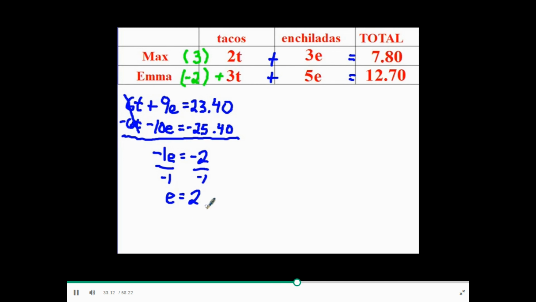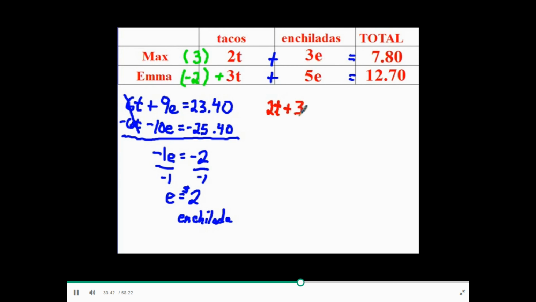What in the world does this mean? Well, we go back up here to e. E is going to be the cost for my enchiladas. So that means that each enchilada is $2. Now that I have that, I'm going to take that back up into one of the 2 original equations. Again, I do not care which one I choose. I personally like the ones with the smaller numbers, so I'm going to choose the top one.